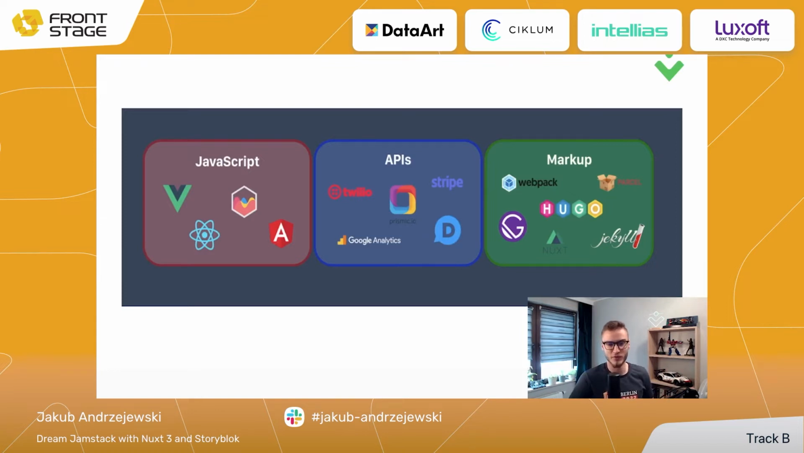So in JavaScript, we have JavaScript frameworks like Vue, React, or Angular. In API, we have things like Prismic, which is, for example, a CMS. We have Stripe, which is a payment gateway, Google Analytics. So in general, this layer where we have the business logic. So we have the front end, we have the business logic. And then we have the markup. So the markup, I mean like the Markdown, for example, the extension where we can just simply write websites in Markdown that are then transferred to HTML.